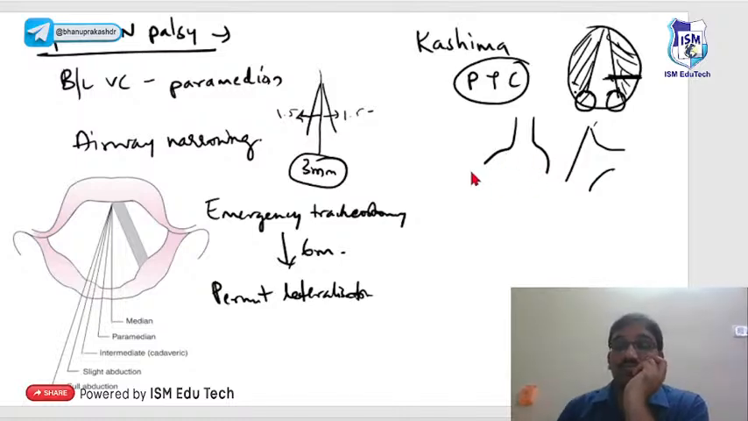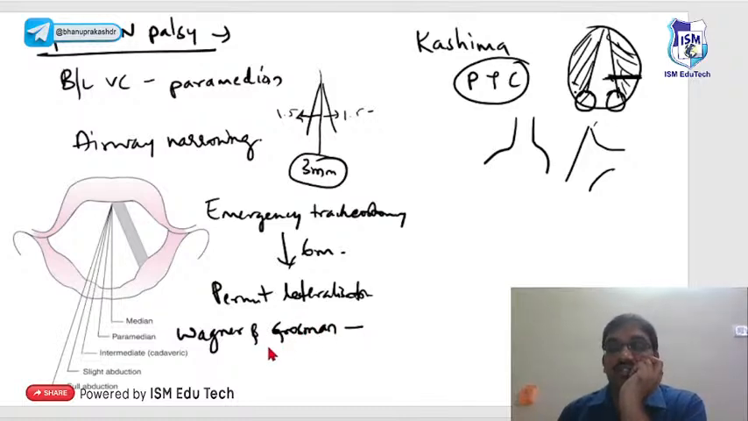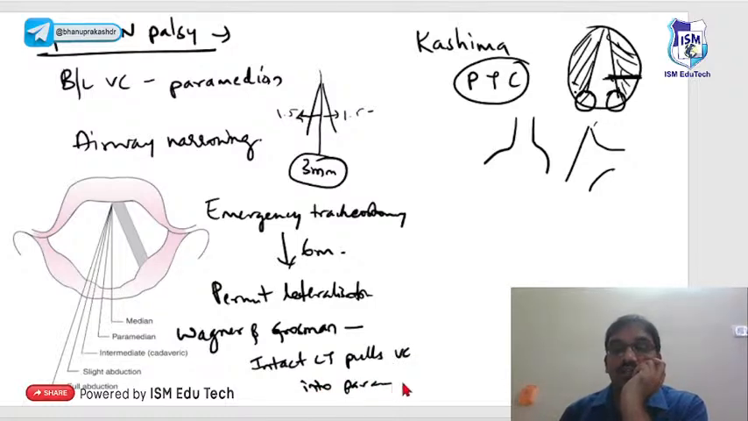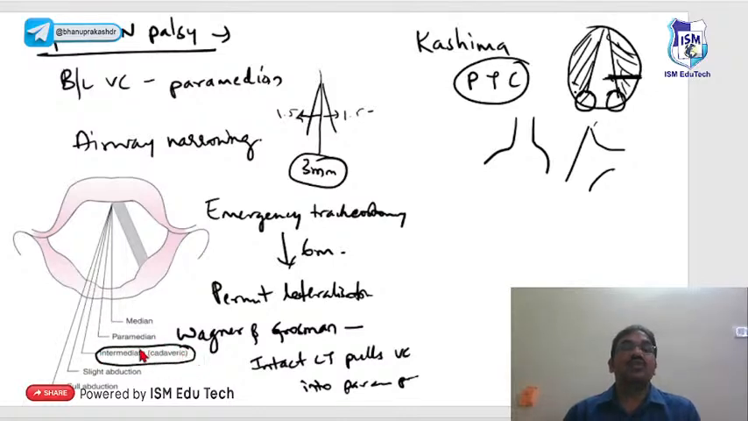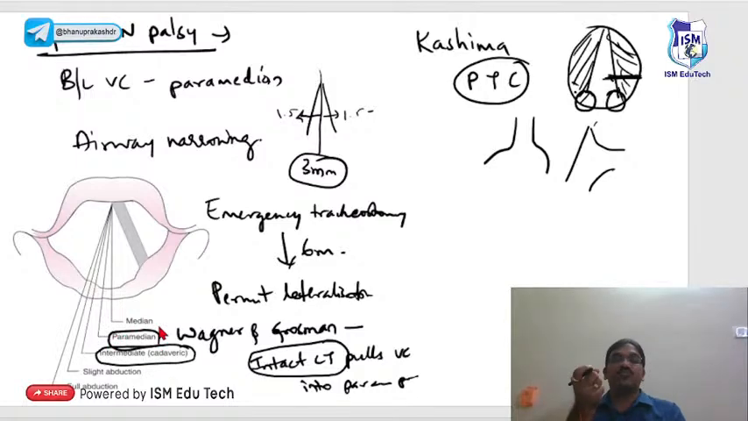There is a hypothesis proposed by Wagner and Grossman. The Wagner and Grossman hypothesis says that an intact cricothyroid pulls the vocal cord into paramedian position. That we have already seen, because on one side, if all the muscles get paralyzed, the vocal cord will lie in cadaveric position. If only the recurrent laryngeal nerve gets paralyzed but the superior laryngeal nerve is intact, that means the cricothyroid is intact, it will pull the vocal cord into paramedian position, 2 mm medially.